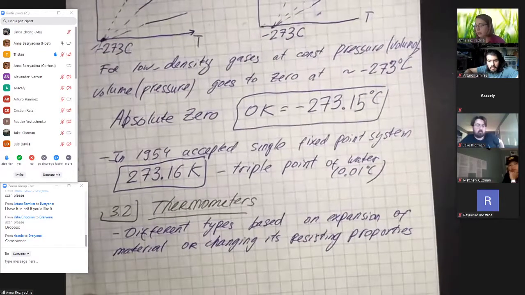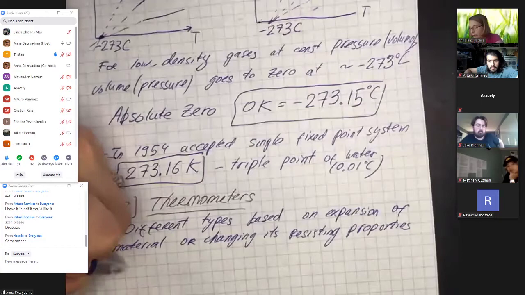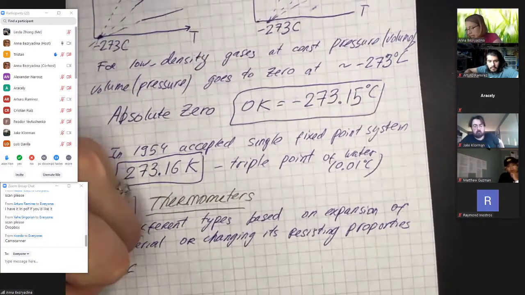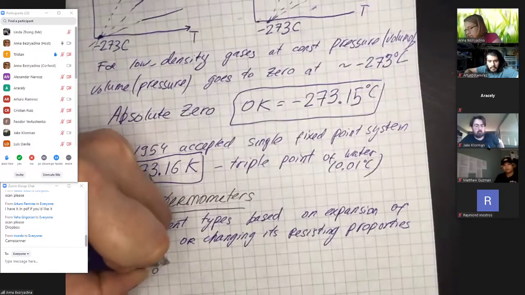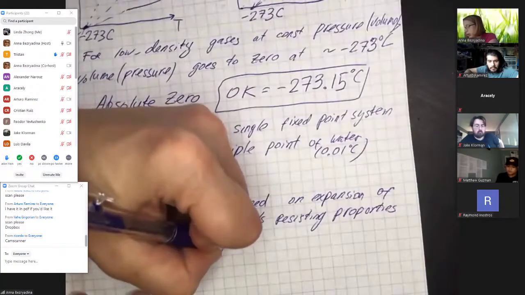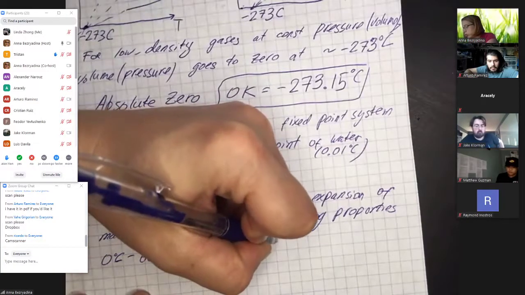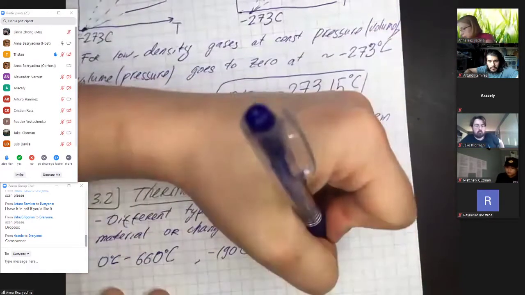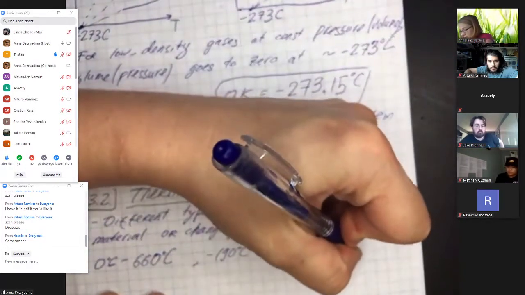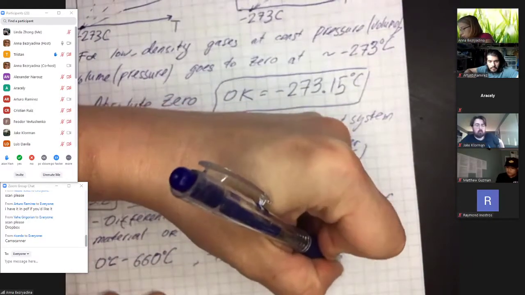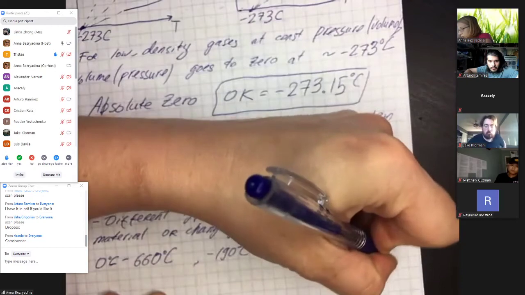And there is another one, unlike the mercury ones, for a special case. For example, if you want to measure from 0 degrees Celsius to 660 degrees Celsius, or from minus 190 degrees Celsius to 0 degrees Celsius, you can use platinum resistance thermometers.